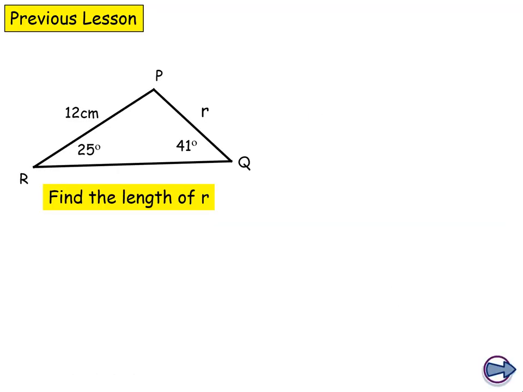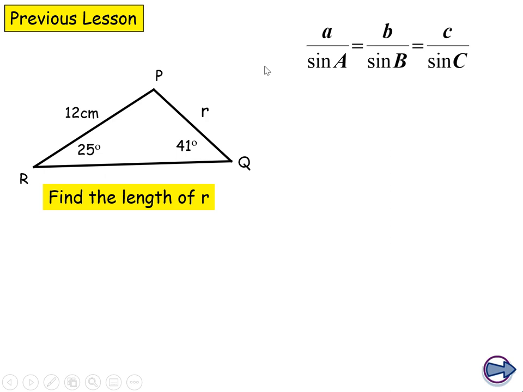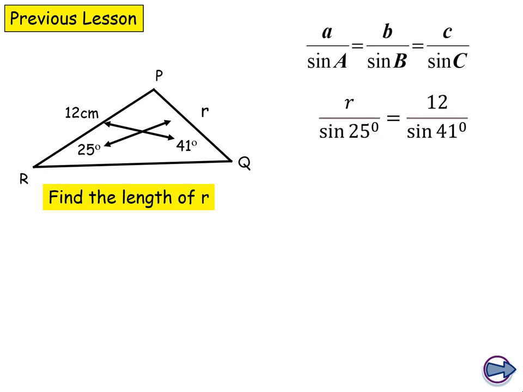Now, just a reminder of the previous lesson, just to show the similarities. Last time we got into working out a side using the sine rule. So we say A over sin A equals B over sin B equals C over sin C. How we ended up doing it, we agreed that we weren't doing the ticking and the crossing out, we would just do it by the arrows. So we can say R over the sin of 25 equals 12 over the sin of 41 degrees, and we write that as our formula.